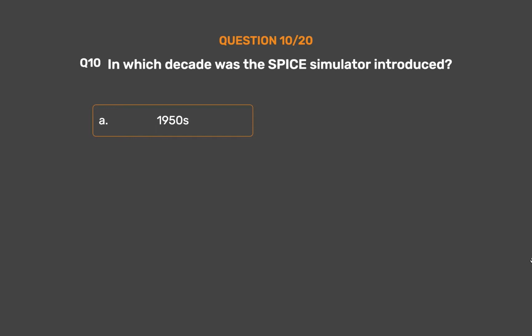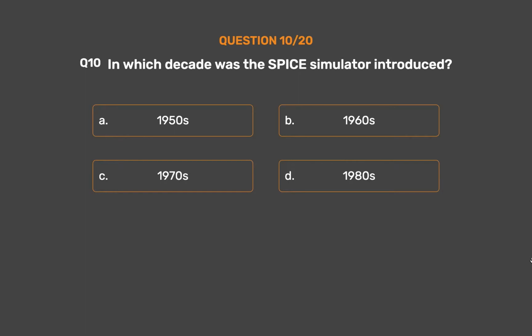In which decade was the Spice Simulator introduced? Option A. 1950s. Option B. 1960s. Option C. 1970s. Option D. 1980s.